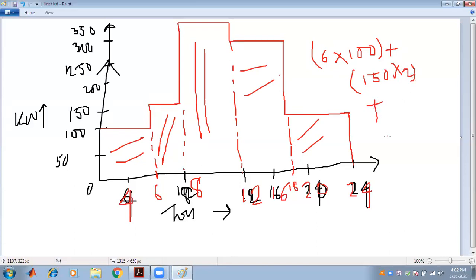The third one is 350 into 2. Here, 2 means from 10 minus 8, it is 2. In the previous case it was 8 minus 6, equal to 2. Okay. The fourth one is 18 minus 10, which is 8, so it is 300 into 8. And the last one is 24 minus 18, 6 into 100. This is the total energy produced.